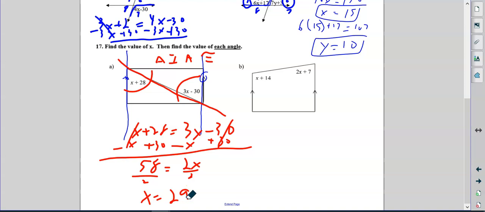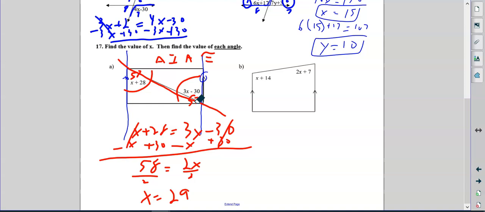And again, I can plug that in real quickly. Just takes 10 seconds with the calculator. 29 plus 28 equals 57. So I think this angle here is 57 degrees. If I do 3 times 29, it's 87 minus 30. Well, look what I got. Also 57. And I can leave this problem knowing on the test when I turn it in to my teacher, I got it right.